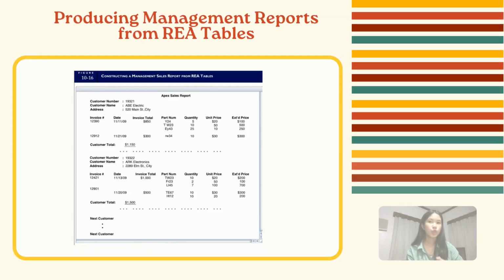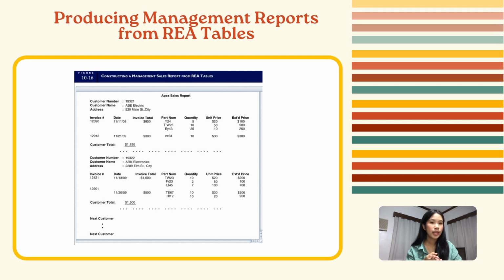The next figure shown is constructing a management sales report from the REA tables. This table is a sales activity report organized by customer and product that would be used by the sales manager. This table is constructed from the data in the customer, ship product, inventory ship link, and inventory tables.